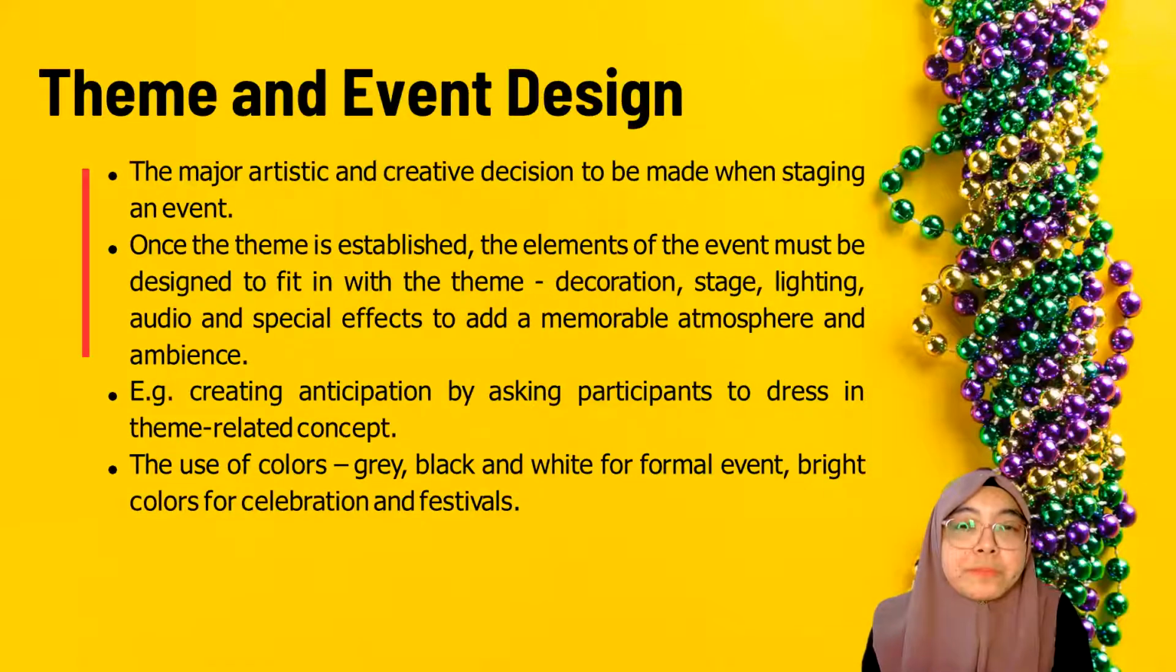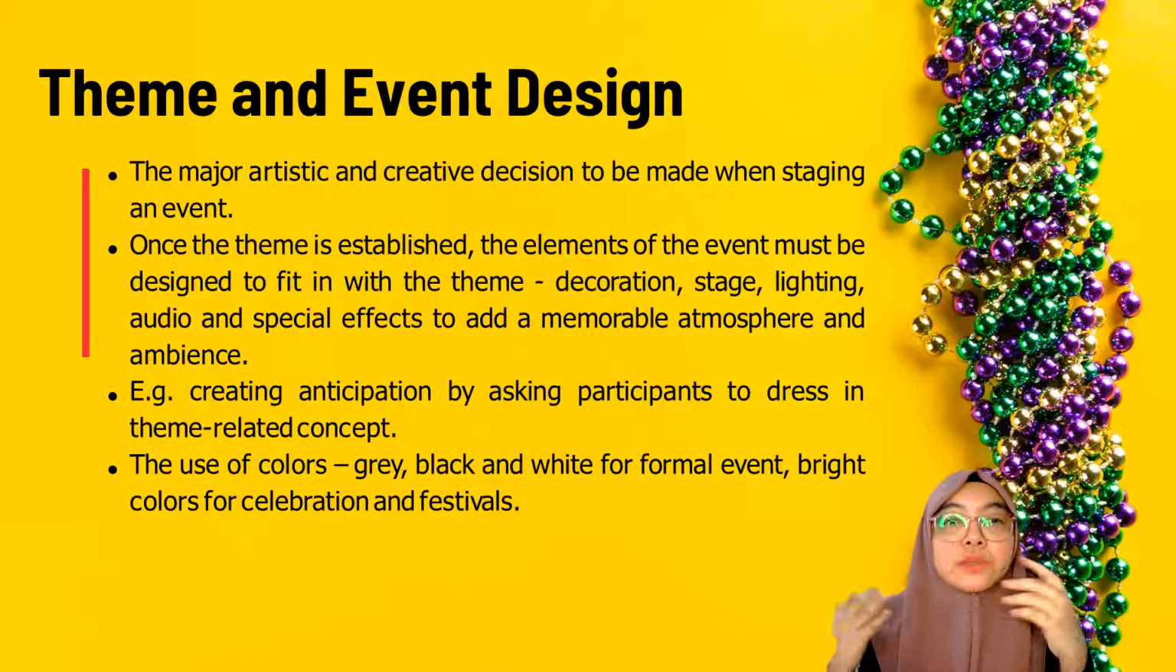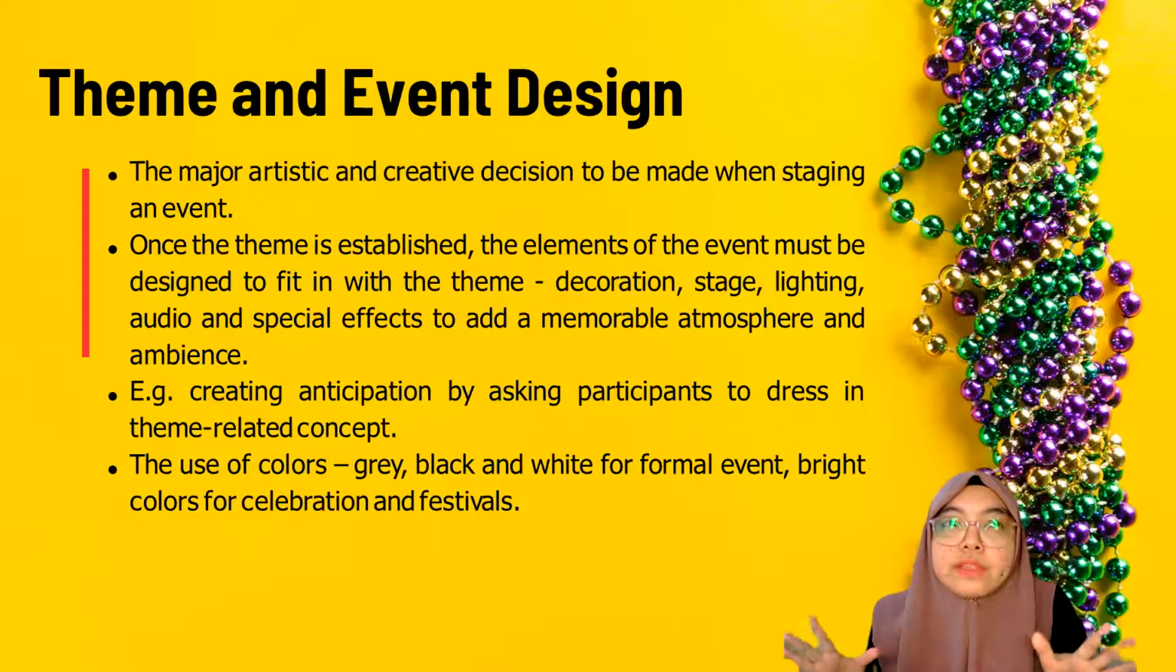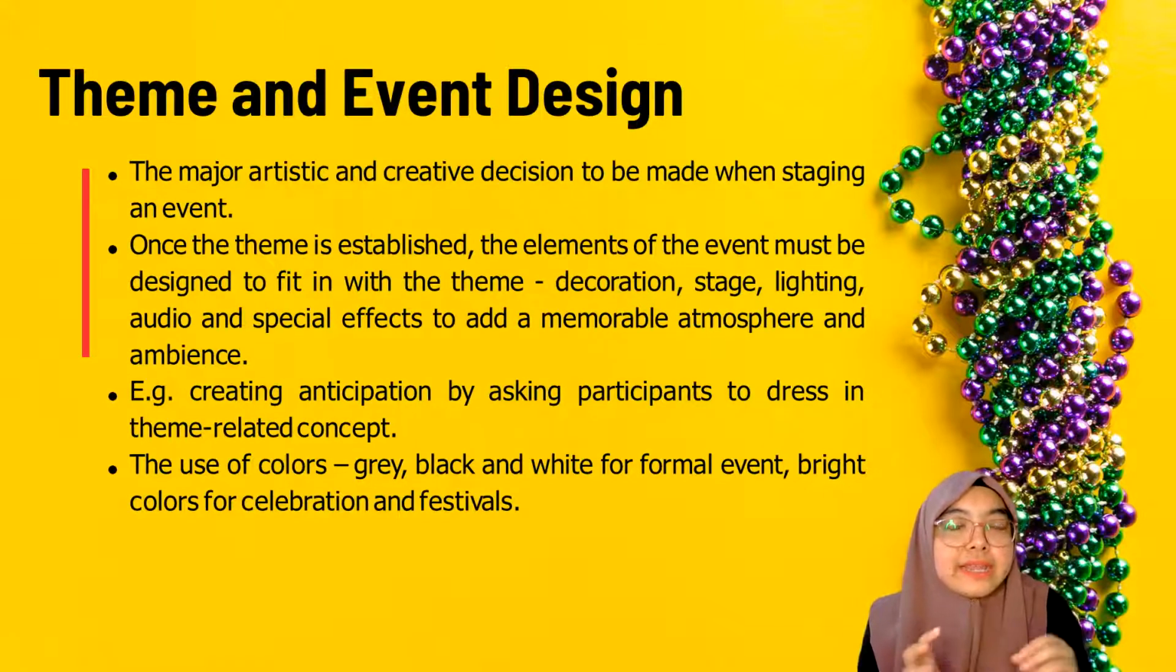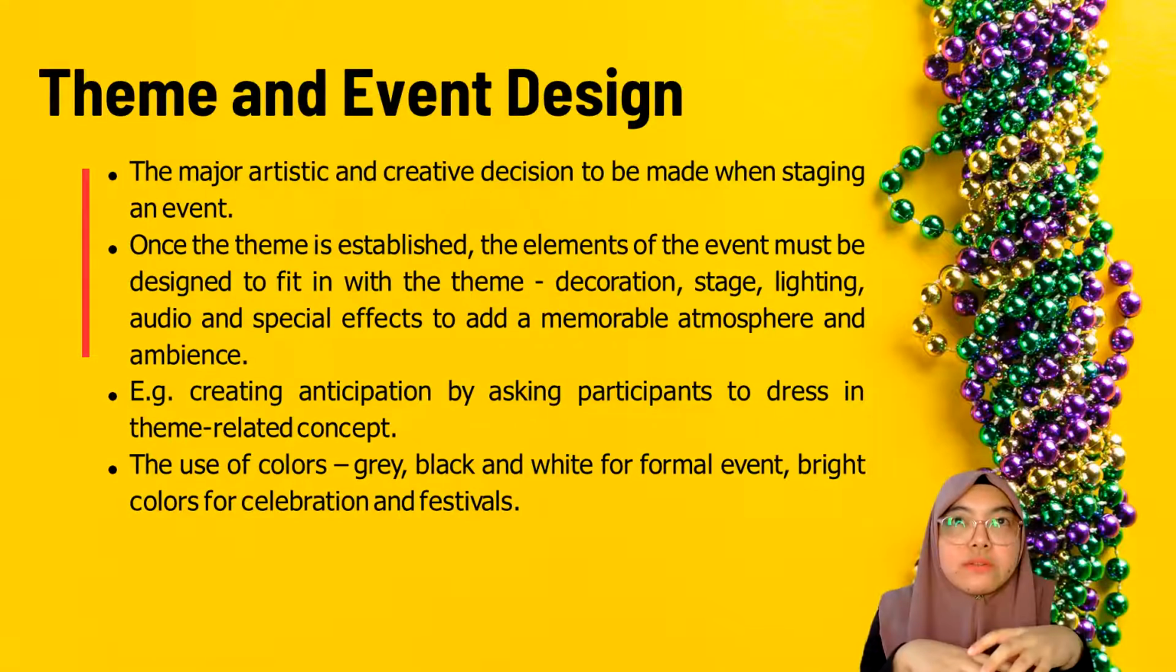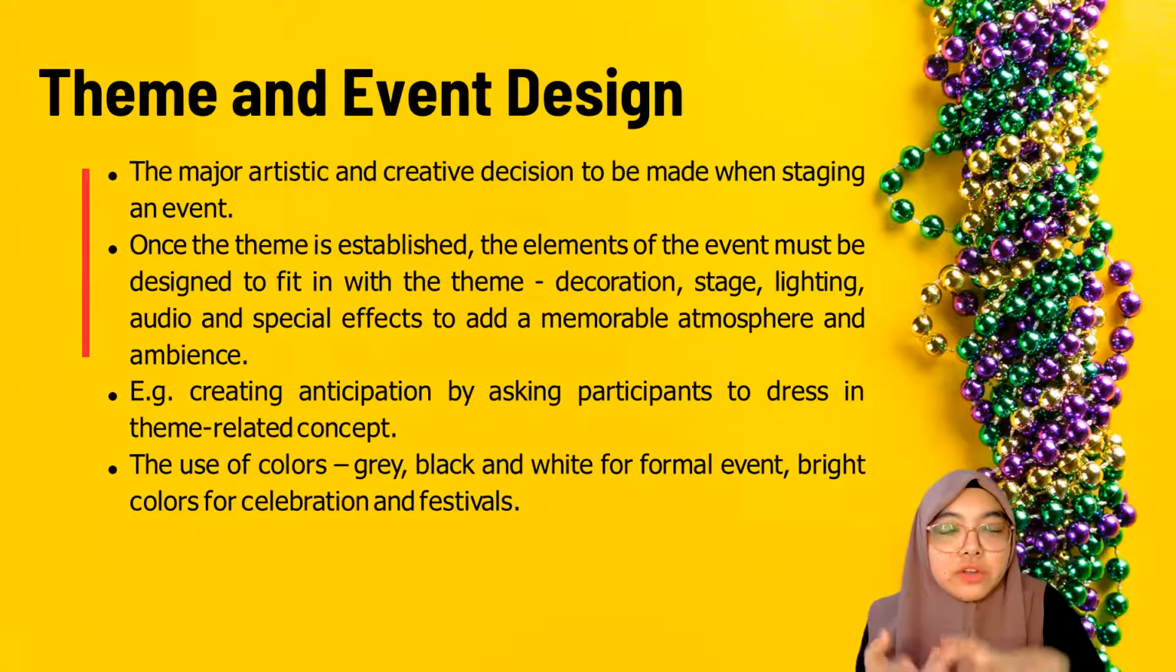Let's take a look at the first one, theme and event design. These are the major artistic and creative decisions to be made when staging an event. Once the theme is established, the elements of the event must be designed to fit with the theme: decoration, stage, lighting, audio, special effects, and so on. For example, if you have a theme of enchanted forest, everything related to enchanted forest must be designed into your event. Enchanted forest is about a mossy forest with enchanted lighting. So everything, for example the food, the decoration, the flower arrangement at the table, and the lighting, must fit into enchanted forest.